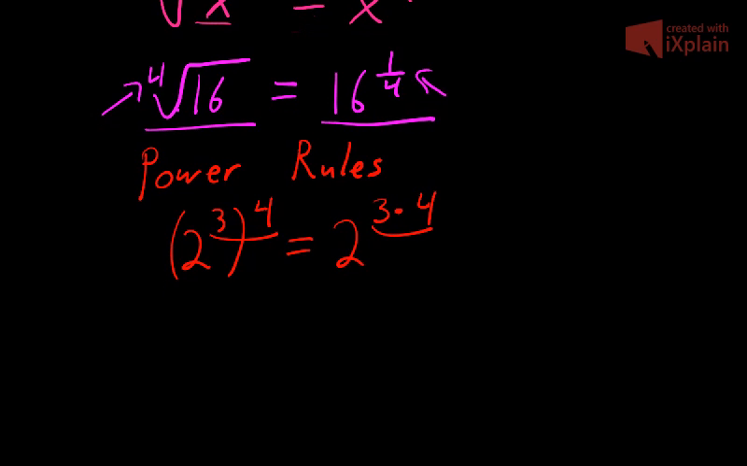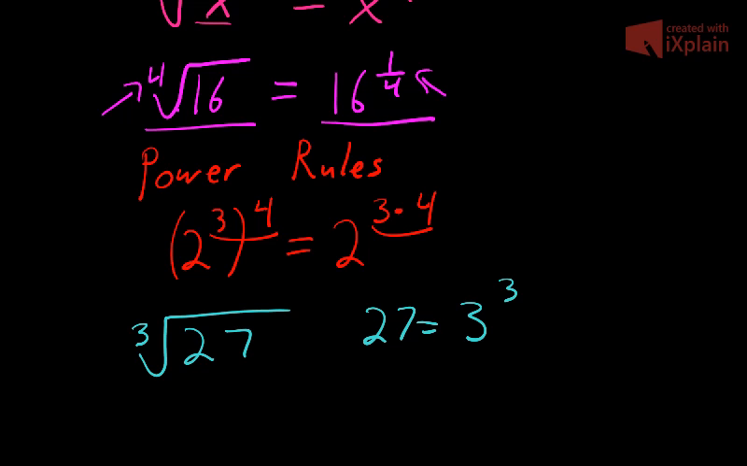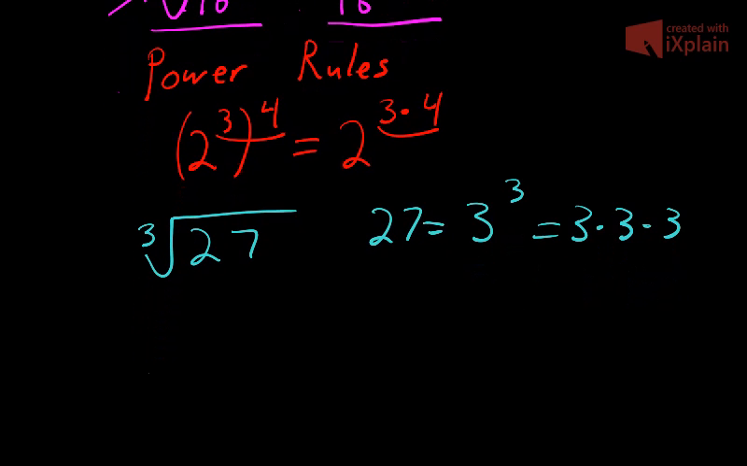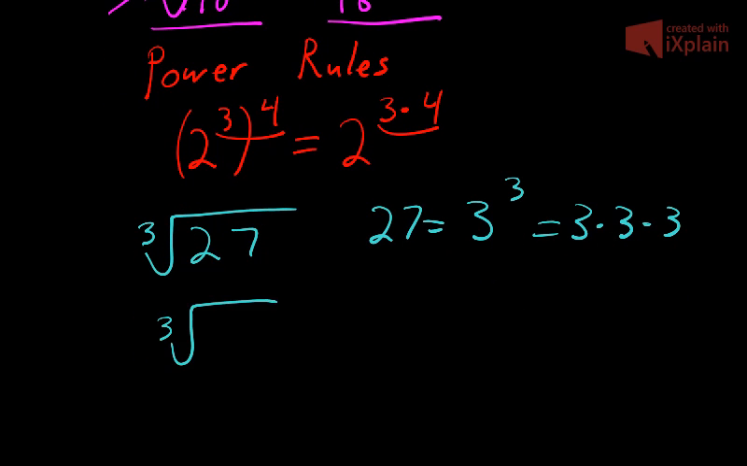So if I have something down here that says I want to find the cube root of 27. The cube root of 27, I know that 27 is the same as 3 to the 3rd power. So 3 times 3 times 3 is 27. So I can now rewrite this as the cube root of 3 to the 3rd power. So the cube root of 27, the 3rd root of 27, is equal to the 3rd root of 3 to the 3rd power.